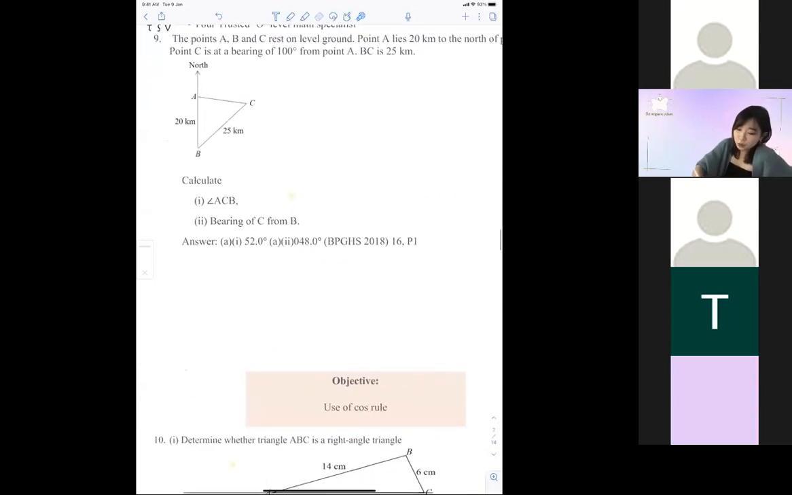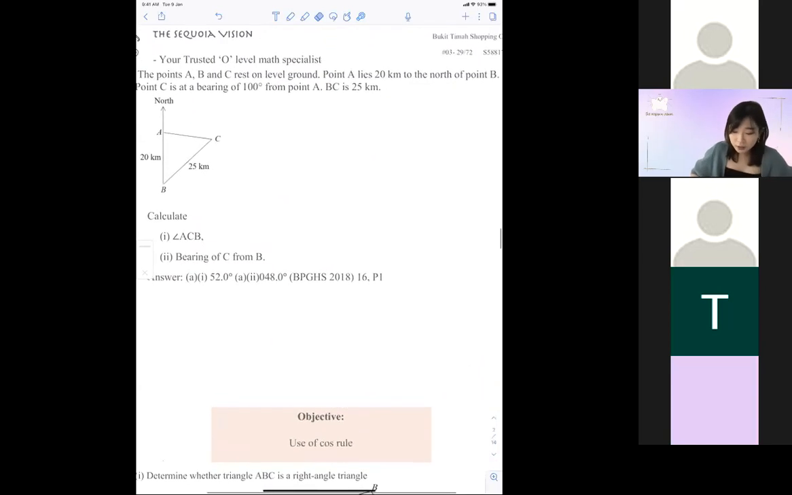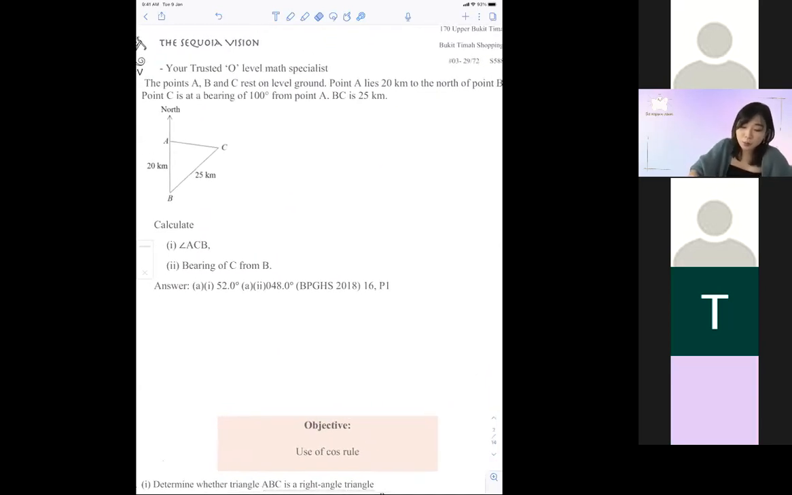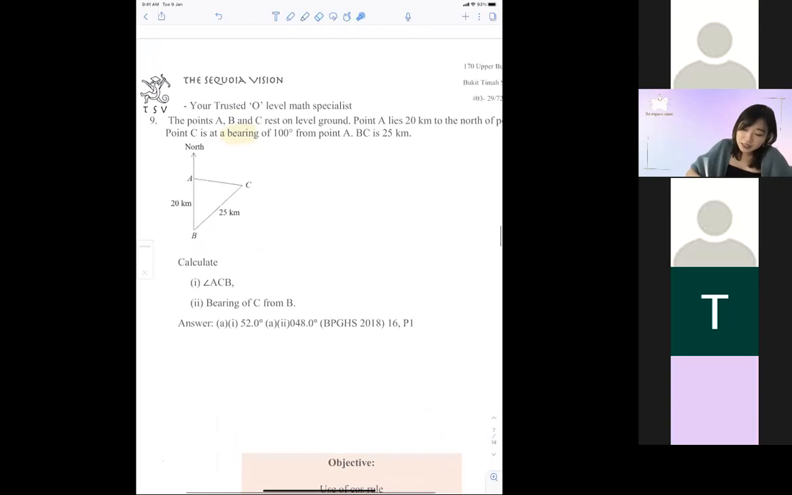All right, last 2. Just want to go through what is bearing and what is cosine rule. Then we can go for a break. So first thing, when you see the word bearing, you must look for the north point. Where is the north? This is the north. Point C is at a bearing from A, so the north must be at A. C from A means you must spot the line AC.